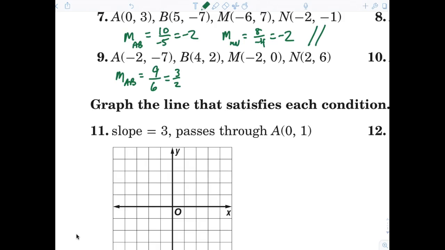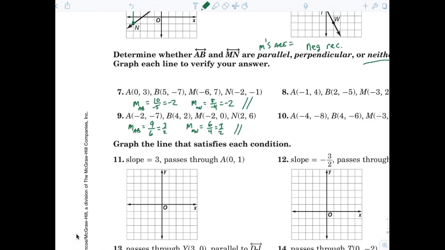Everybody's good? All right. So now we're going to do the slope of MN, and let's see what that is. 6 minus 0, 6, over 2 plus 2, 3 over 2. So again, these appear to be what? Parallel. All right, since we didn't hit a perpendicular one, I'm just going to give you a quick example. So if I said the slope is equal to 2/3, and the slope of the other one was negative 3/2, those would be what? And that's the symbol for perpendicular.